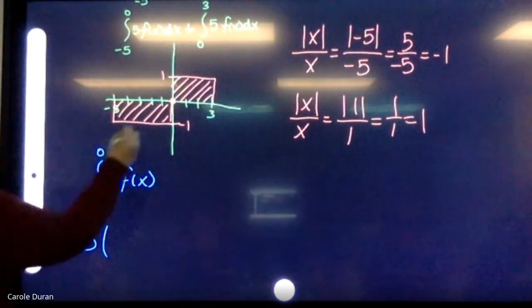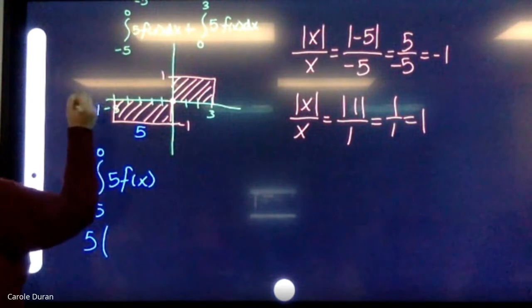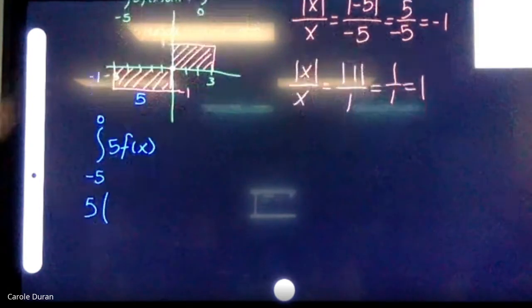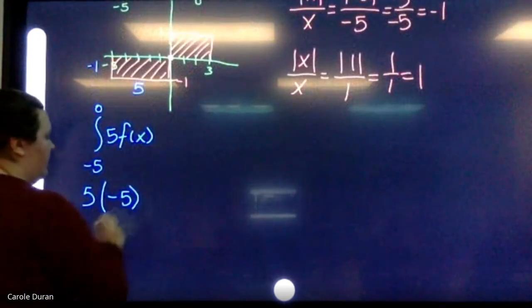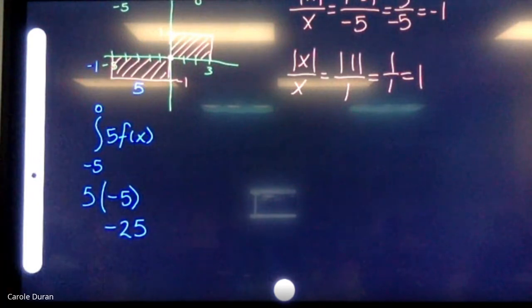Rectangle that has a base or a length of 5 and a height of 1, but technically -1. So what's its area? -5. So I do 5 times -5, and I get -25 for that first integral. Don't we add it to that? Because it was a constant 5 in front of my f of x dx.